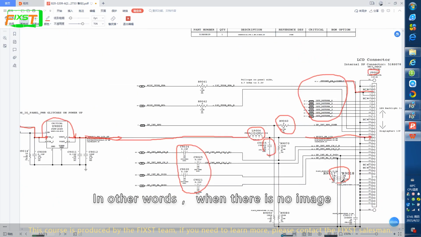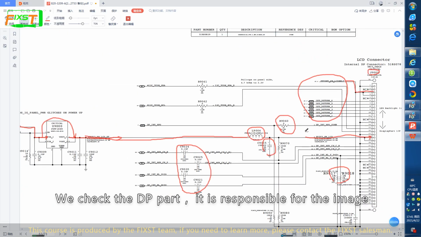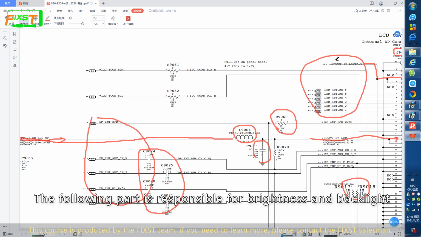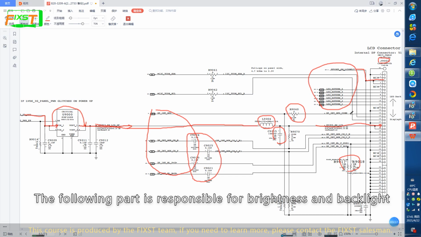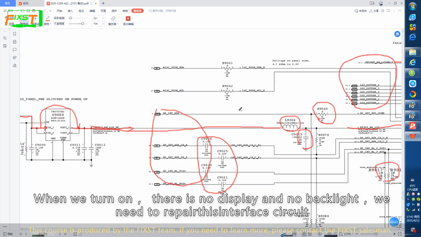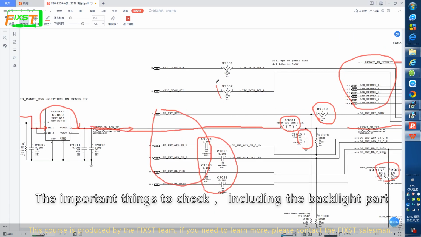In other words, when there is no image, we check the DP part. It is responsible for the image. The following part is responsible for brightness and backlight. When we turn on, there is no display and no backlight. We need to repair this interface circuit. Important thing to check, including the backlight part.